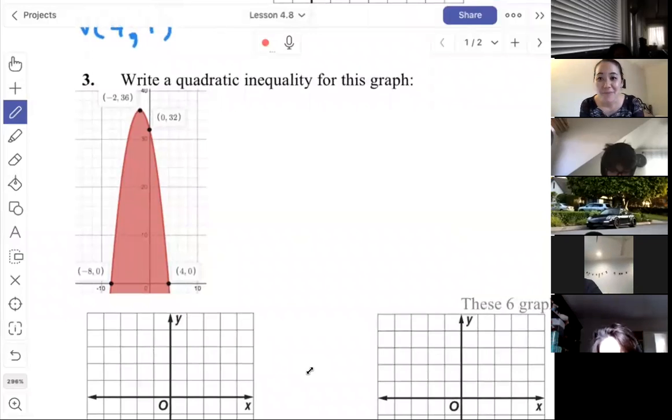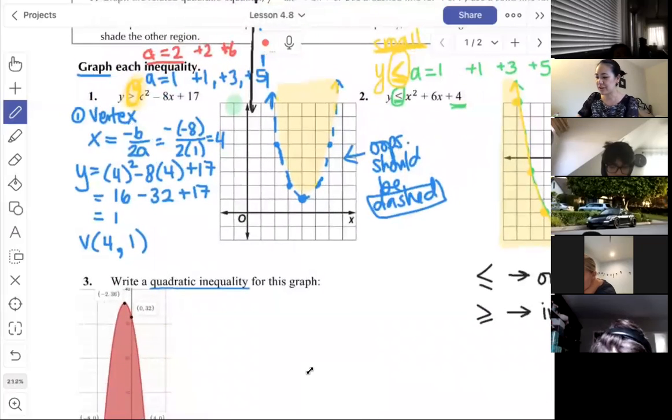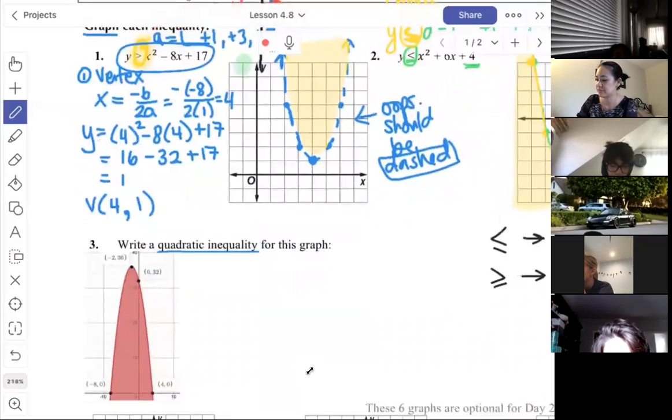All right, this one's a little bit different, guys. This one, they give you the graph and then you have to write the inequality. Ooh, so they switch it up on you. Write the quadratic inequality for this graph. Okay, so let's brainstorm a little bit. We want to write the quadratic inequality, which means we want a final answer that looks like how the problem started in numbers 1 and 2. That's going to be what our answer looks like at the end, since we're going backwards.